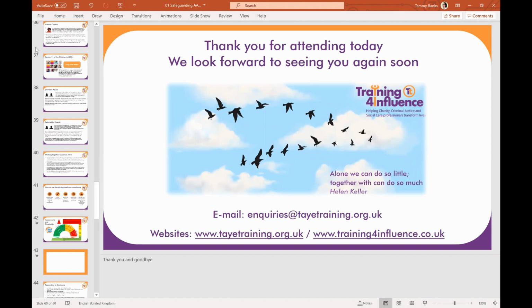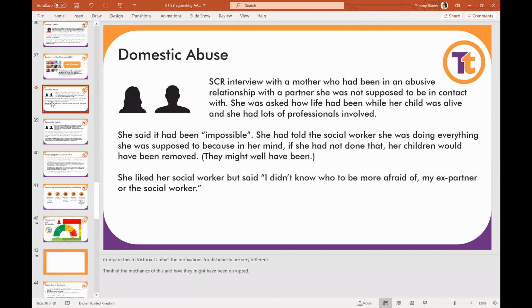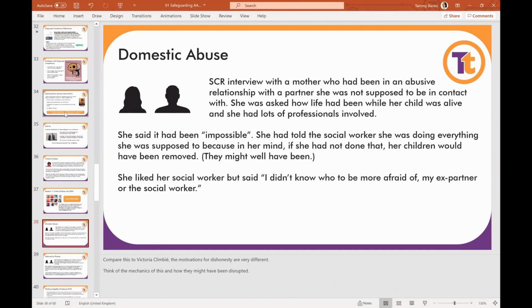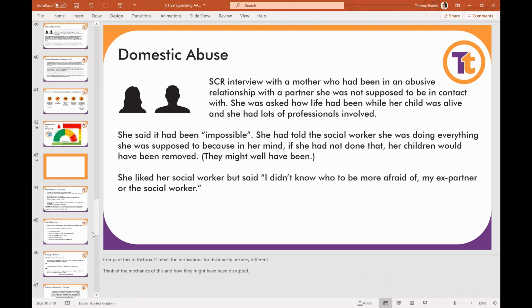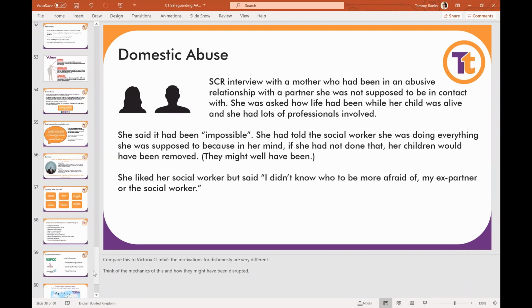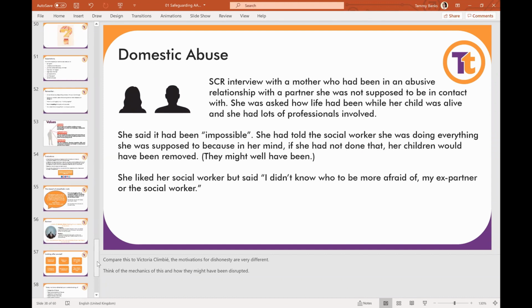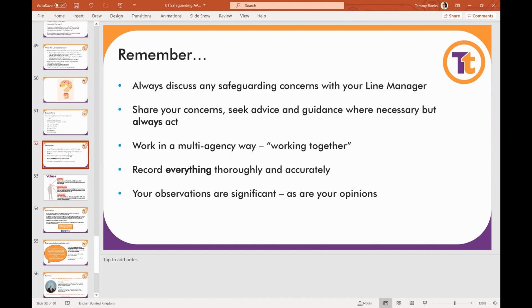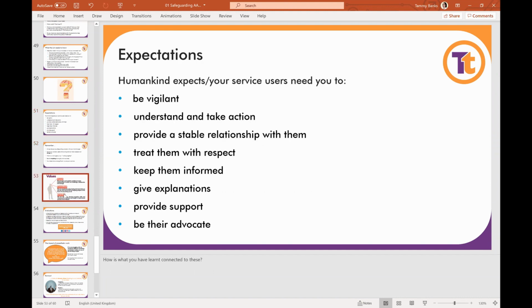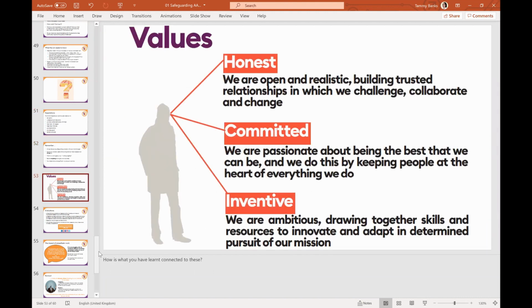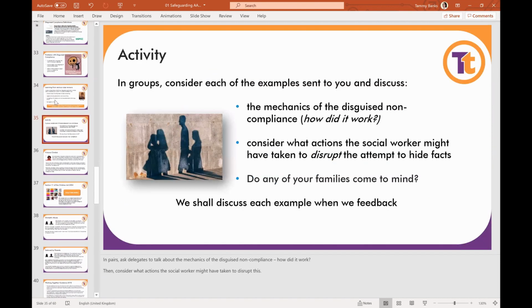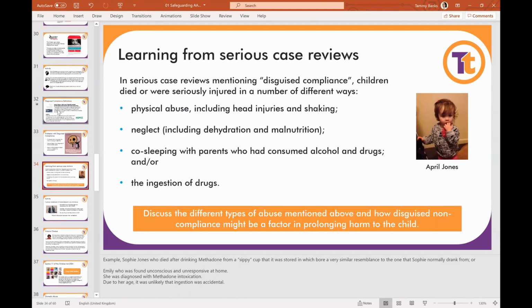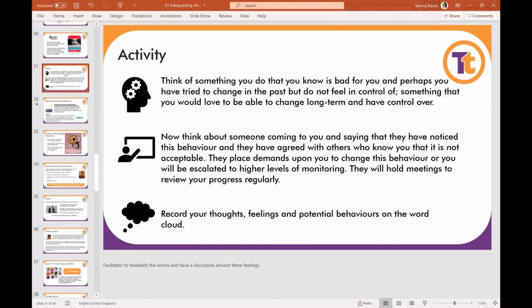And then from an activity perspective, I think they go back into groups. No, that's the wrong one. Are there a couple of breakout bits in the afternoon? There will be, won't there? Yeah, there's one around the local authority, because they're going to be put in groups for that. And then the disguised compliance one, they do that one on their own, don't they? I think they do the first one on their own.